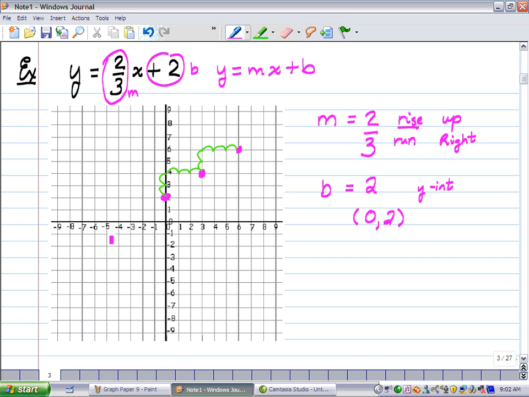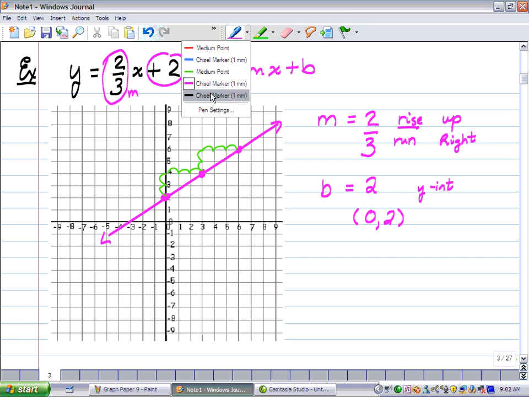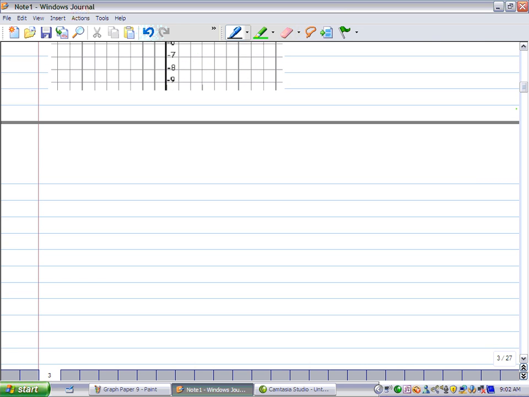I'm going to go ahead and attempt to draw my line in here and get that line. So I have used the slope and the y-intercept in order to graph this line. Okay, let's look at one where we don't see a fraction for the slope.